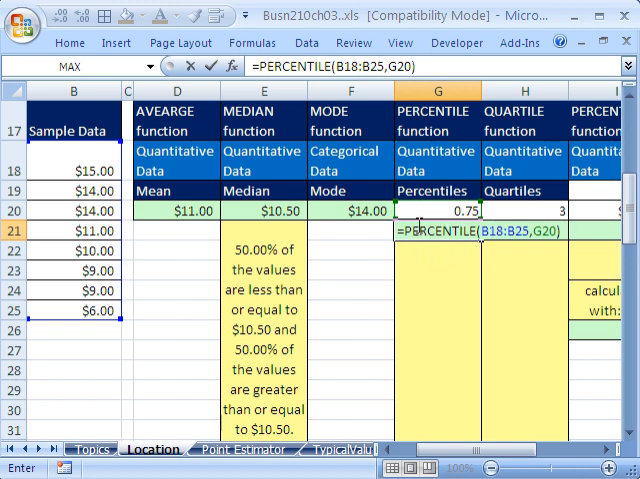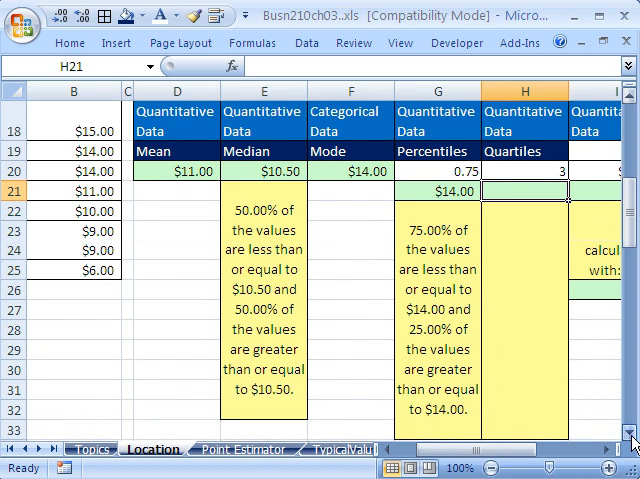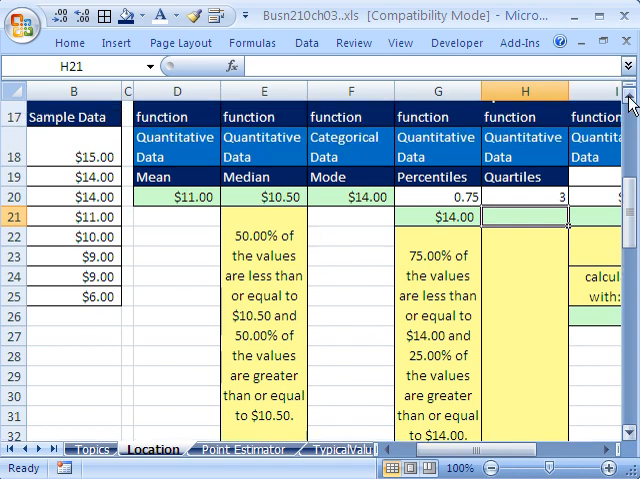And this does calculate it different than by hand. The by hand method could be a little bit more accurate. Except for, usually with large data sets, it doesn't really matter. They're almost identical. So percentile is a perfectly legitimate method to calculate the percentile function. Now what this means is the percentile function found 14, and it says 75% of the values are less than or equal to 14, and 25% of the values are greater than or equal to 14.